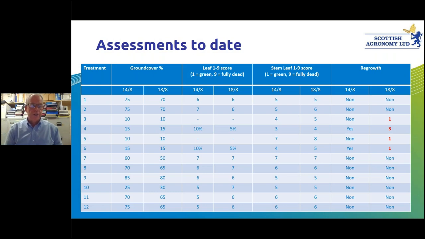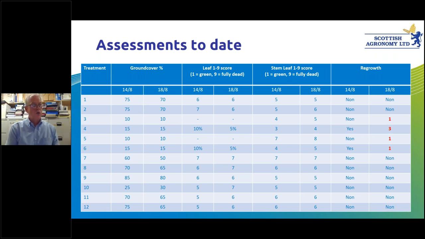So here is the summation of the leaf scoring and stem scores so far. On the stem and leaf scores, one is green, 9 is fully dead. And you'll notice there that treatments 3, 4, 5, and 6, which were the flail treatments, flail green, are all showing a degree of regrowth.